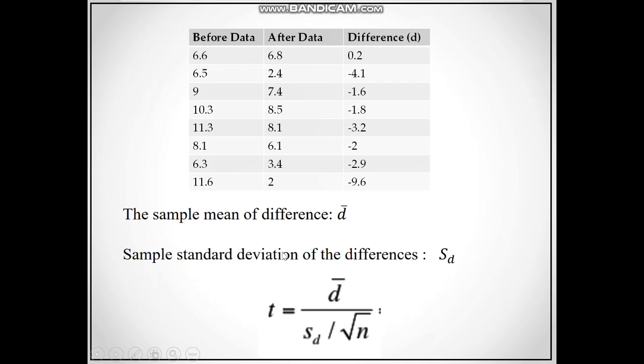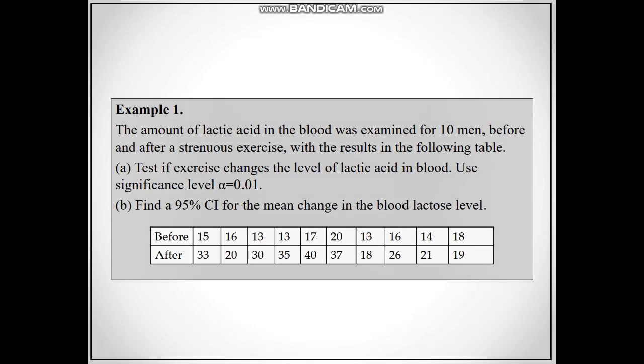And when you calculate the t, you have to compare it with the critical value, and then make your decision. Let's see an example. Here the amount of lactic acid in blood was examined for 10 men before and after a strenuous exercise. And here are the results. So here we have person 1, 2, 3, 4, 5, 6, 7, 8, 9, 10 before the strenuous exercise and after it. And these are the amounts of lactic acid.